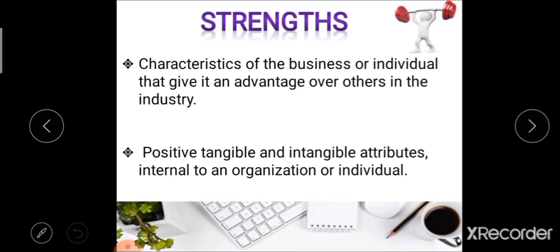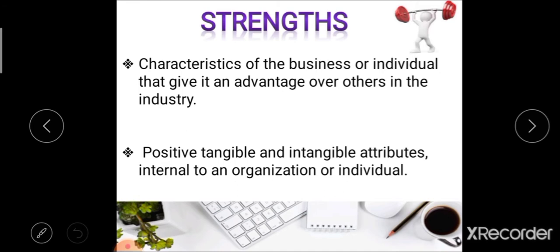So positive, tangible and intangible attributes internal to the organization or individual, that is the strength. This strength may be positive, tangible and intangible attributes. That means it may be, for example, tangible benefits.